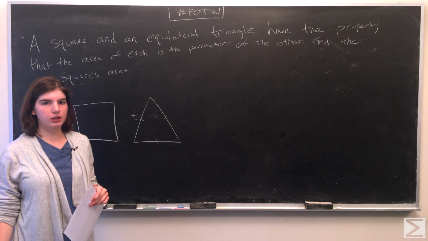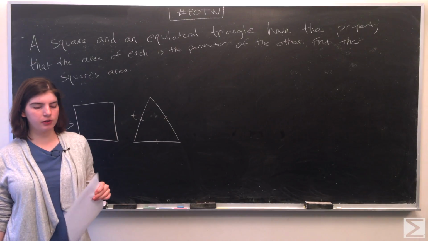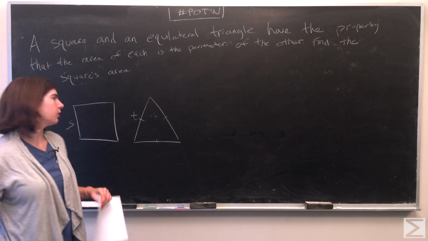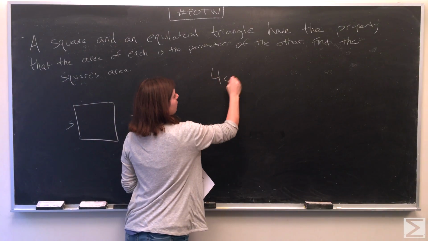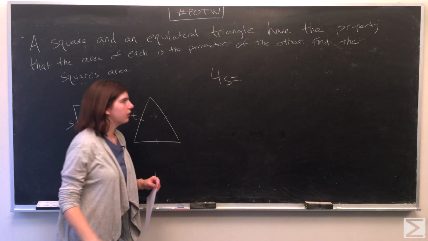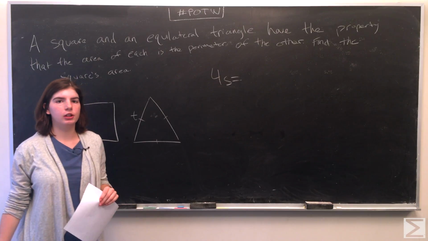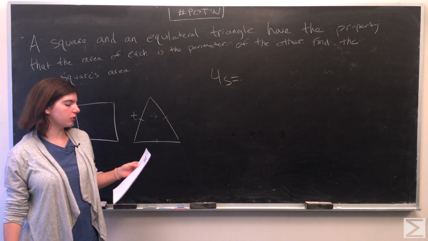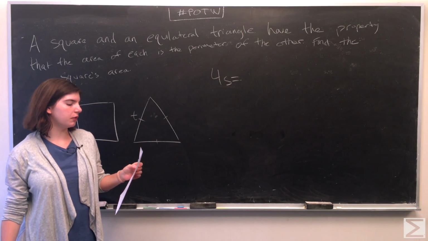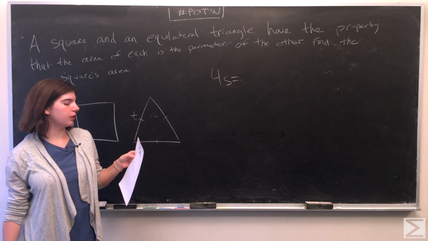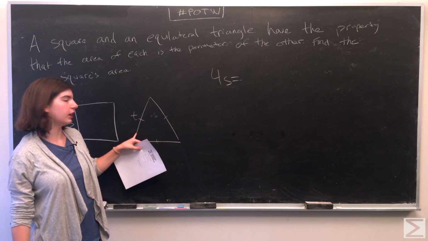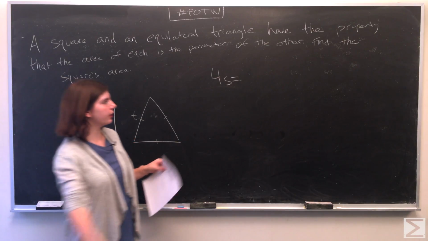From the problem, we are given that the perimeter of the square is equal to the area of the triangle. The perimeter of the square is 4s. And the equation for the area of an equilateral triangle is the square root of 3 times the length of one of the sides squared, all over 4.